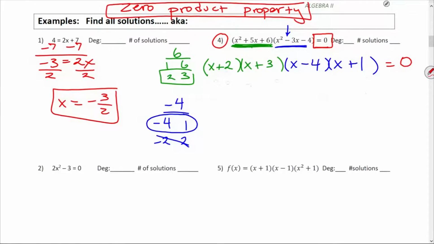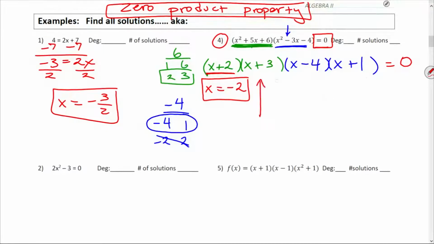And so I ask myself, for this term, what number plus 2 is equal to 0? When is that equal to 0? Well, it's true when x is equal to -2, right? When x is -2, that's 0. The other factors are other things, but 0 times anything is 0. That's the zero product property.